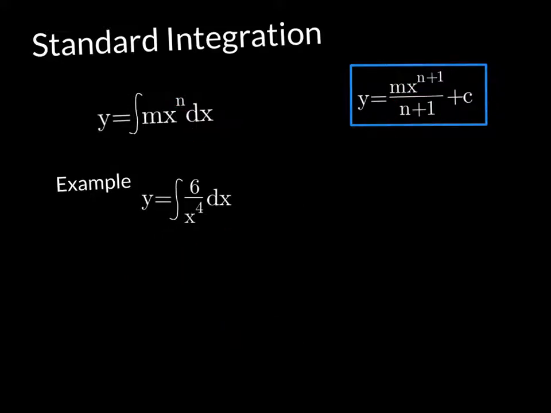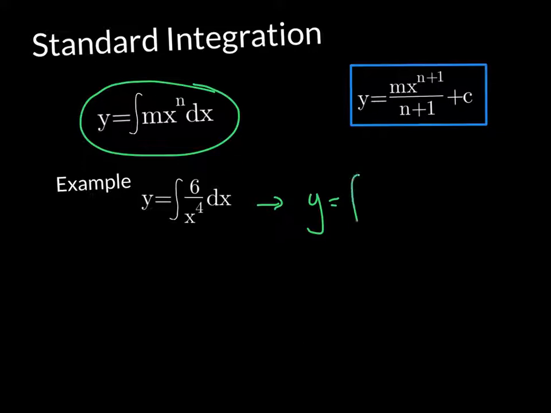So now let's say that we want to look at an example where y is equal to the integral of 6 divided by x to the power of 4, and we're integrating with respect to x. To be able to use the standard rules of integration, we have to be able to write our example in this form, where we have y equal to the integral of m times x to the power of n. So essentially what we have to do is write y as equal to the integral of 6 multiplied by x to the power of minus 4. So we're bringing that power up to the top and it becomes negative.